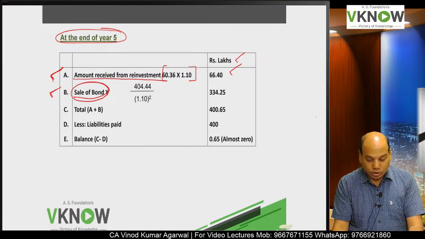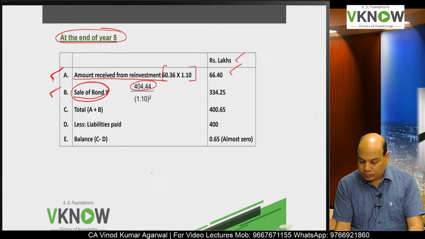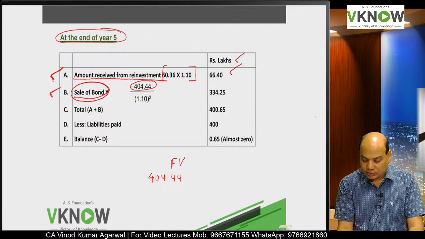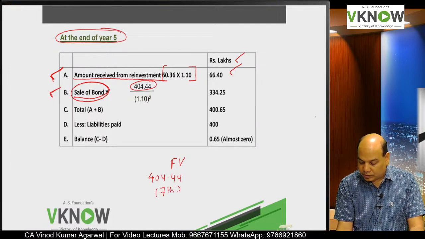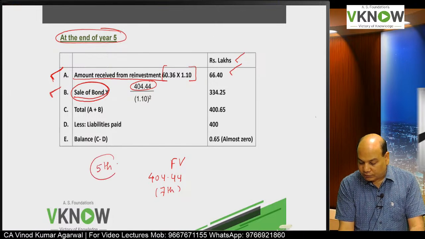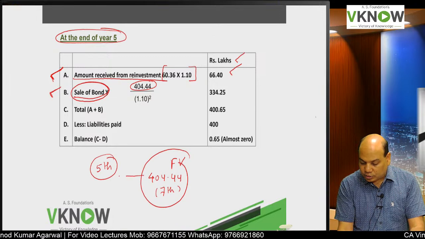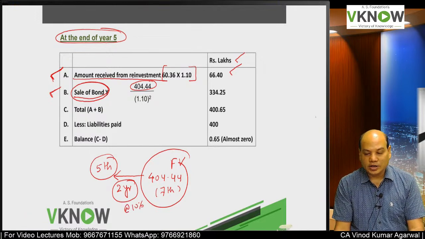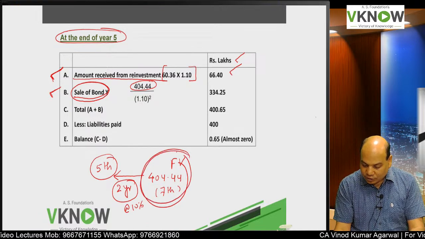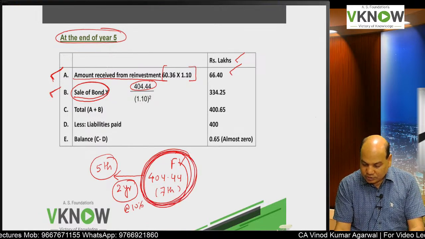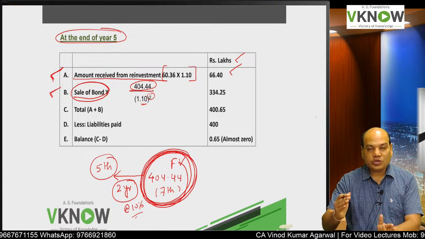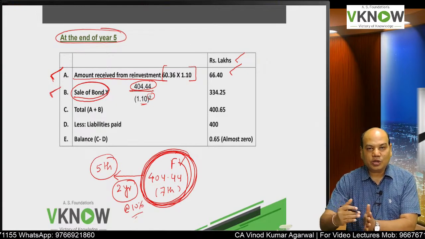Sale of bond Y. Bond Y has a face value of 404.44, which we have computed earlier. This bond will mature in the 7th year and we are standing in the 5th year. So if I sell this bond, I will have to sell it by discounting it for 2 years at 10% discount rate, because the market rate is 10%. So I will take the face value of this 7-year ZCB, divide by 1.10 to the power 2, because the gap between today and maturity is 2 years.